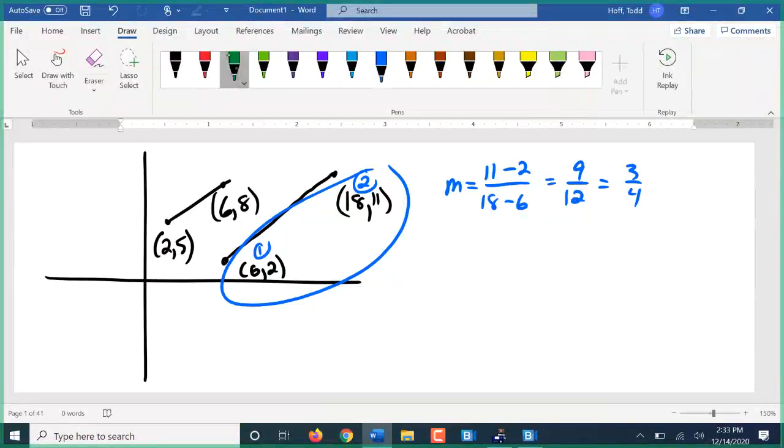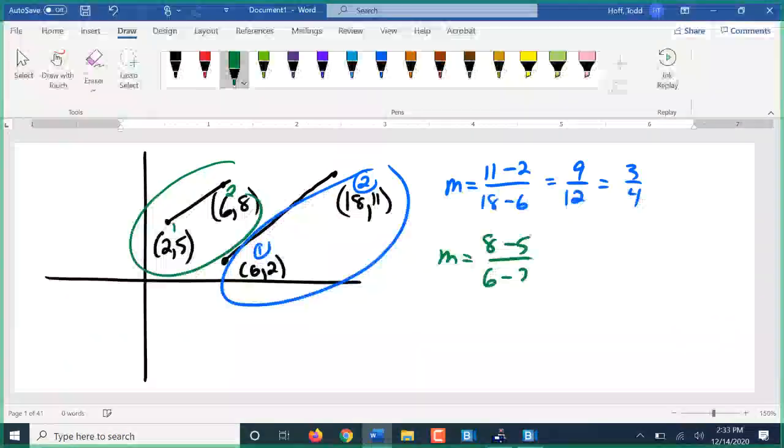Over here, I call them points 1 and 2. I have y2 is 8 minus y1 of 5, over x2 of 6 minus x1 of 2. That's 3 over 4. It is the same slope. So those two lines are parallel.